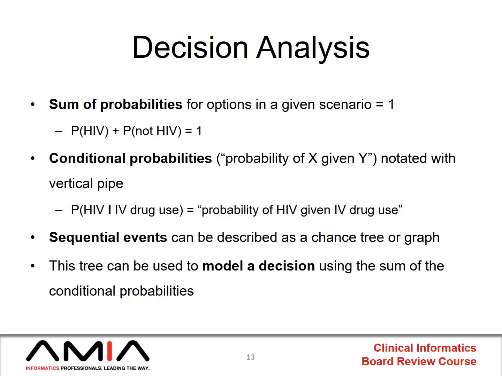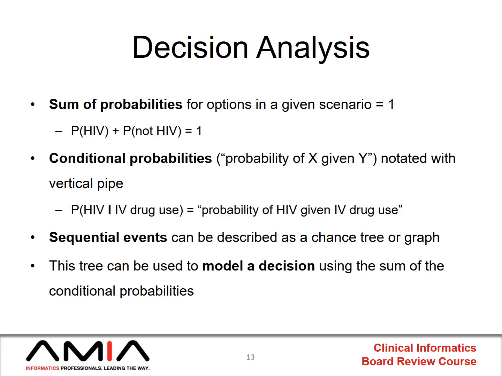There's an additional notation that we need to become very familiar with, something called conditional probabilities. When you speak this aloud, it's the probability of X given Y. And X and Y are separated by a vertical pipe or vertical line. It's a little bit difficult to see in the slide, but in this example, it says the probability of HIV, vertical pipe, IV drug use. And you read that as the probability of HIV given IV drug use, or given the fact that you know the patient uses IV drugs.